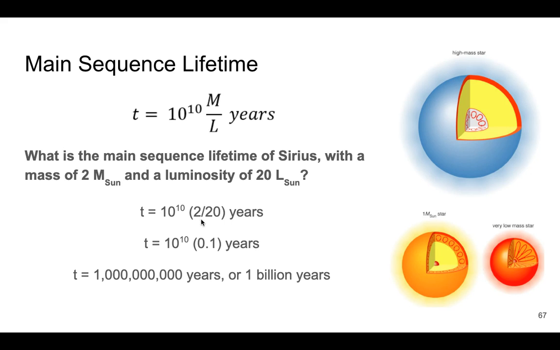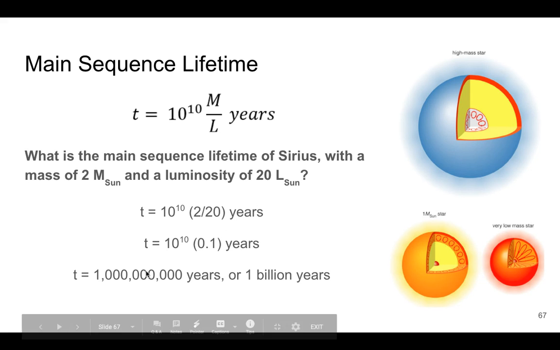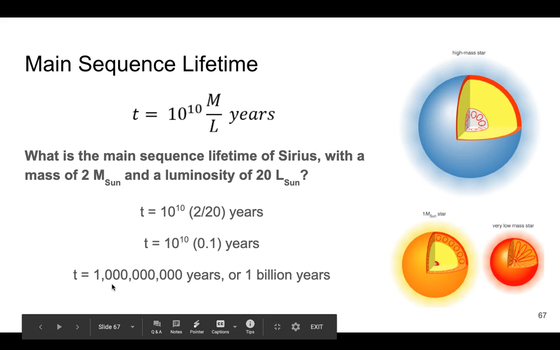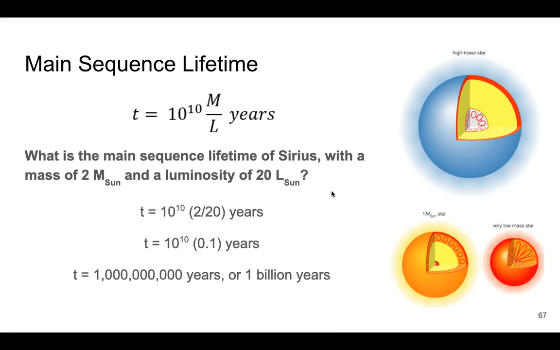You plug in 2 for m, you plug in 20 for L, and so you have 10 to the 10th times 2 over 20, which is 1/10, and you end up with 10 to the 9th. You end up with 1 billion years. So the sun will live 10 billion years. Sirius, twice as massive as the sun, will live for 1 billion years.